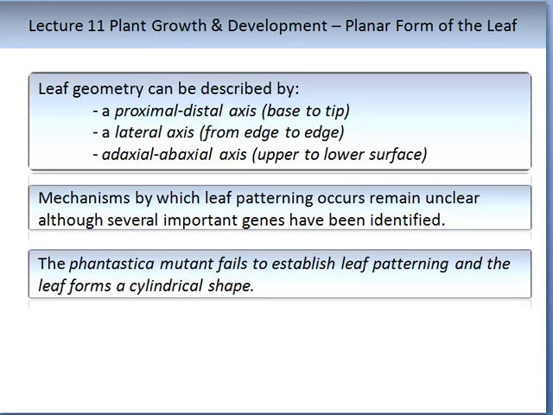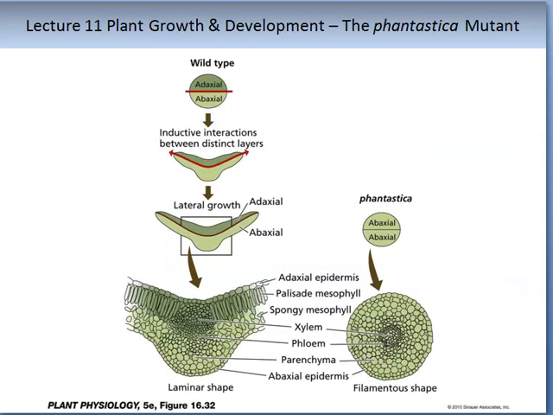Leaf geometry can be described by a proximal-distal axis, base to tip, a lateral axis, that is from one edge of the leaf to the other, and an abaxial to adaxial axis, which is the upper to the lower surface. Mechanisms by which leaf patterning occurs remain unclear, although several important genes have been identified. The phantastica mutant fails to establish leaf patterning, and the leaf forms a cylindrical shape. Here we show a visual representation of this mutant.